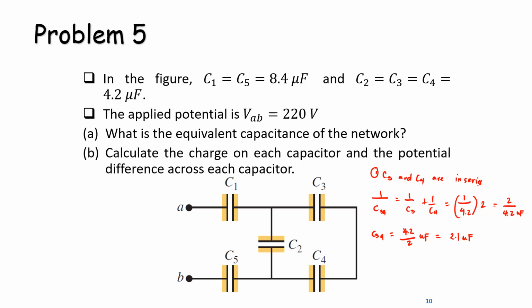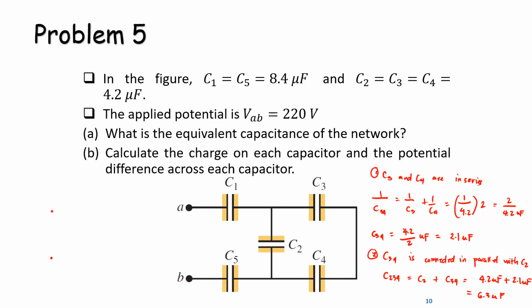Now, C34 is connected in parallel with C2. Therefore, C234 is equal to C2 plus C34. So you have C2 is 4.2 microfarad plus C34 is 2.1 microfarad. So we have C234 is equal to 6.3 microfarad. So we have the equivalent capacitance for C3, C4, and C2.